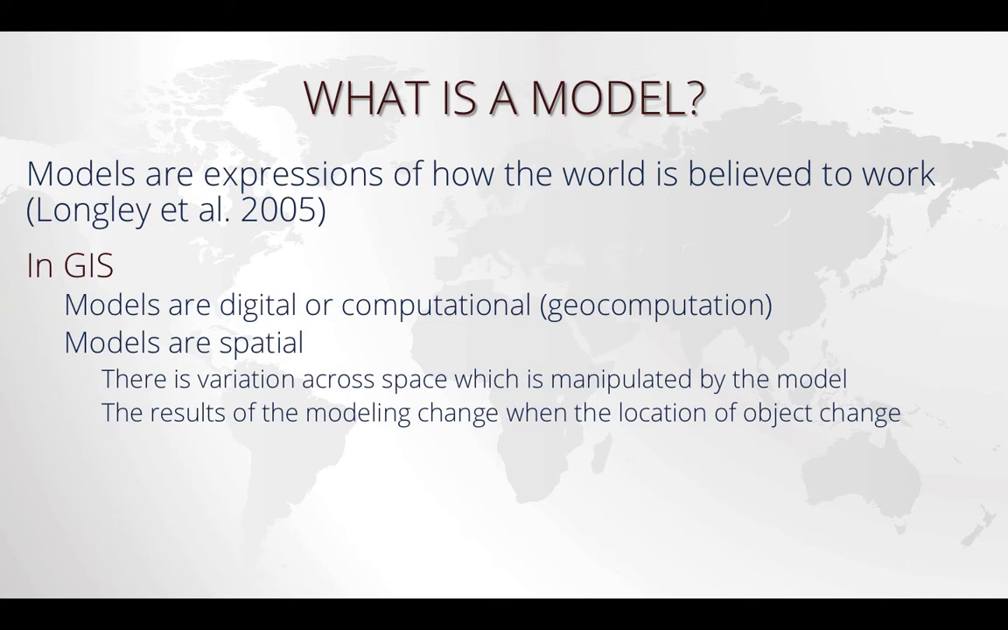In GIS, models are also spatial. There are many models that you could have that would be aspatial. They don't take geography or place into consideration. Therefore, in GIS, variation in the inputs occurs across space. And processes and equations within the model may vary across space as well. So there's variation across space which is manipulated by the model. And therefore, which is key and probably obvious to people who've worked in GIS, the results of the model will vary when the location of the object changes.